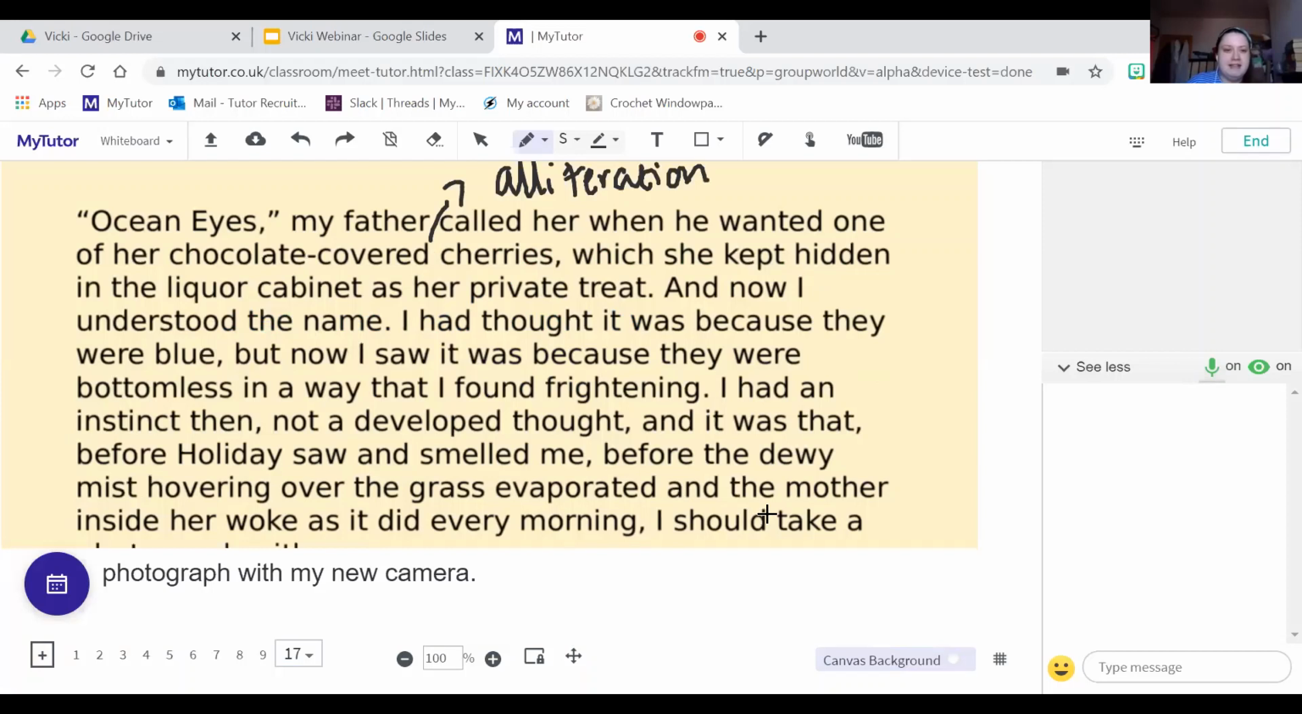Which she kept hidden in the liqueur cabinet as her private treat. And now I understood the name. I thought it was because they were blue. But now I saw it was because they were bottomless. So we could say either metaphor or hyperbole for those, I think, because eyes can't be bottomless in the figurative sense, and it also sounds like an exaggeration in a way that I found frightening. So we've got some alliteration.